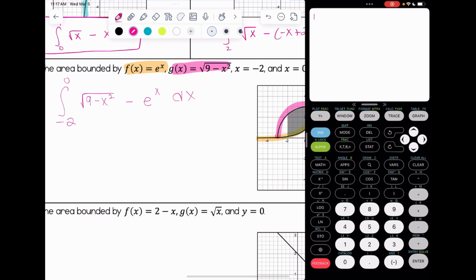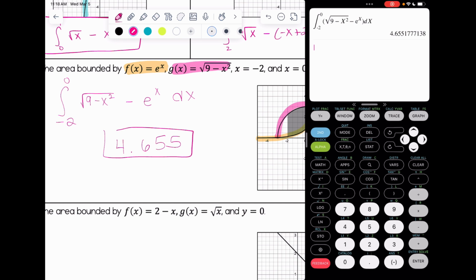So in order to evaluate this, I'm going to use my calculator for this one. Go to Math 9, type in our bounds of negative 2 and 0, and then I'm going to type in my function: 9 minus x squared, minus e to the x. And to 3 decimal places, I get 4.655 as my area of that shaded region.